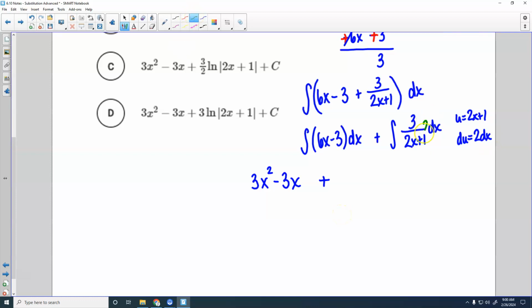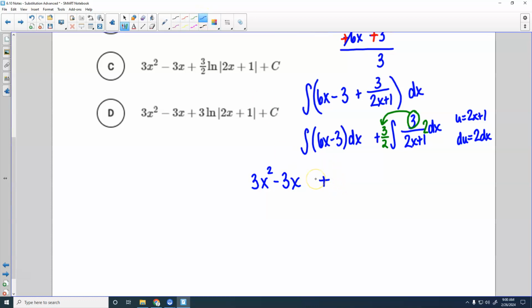So we need a 2 with that dx. That 3 is in our way, so we're just going to pull it out front. Put the 3 here. But if we put a 2 on the inside, what do we need to put on the outside? A 1/2. So I'm just going to make that 3 over 2. Is that all right with you guys? Okay.